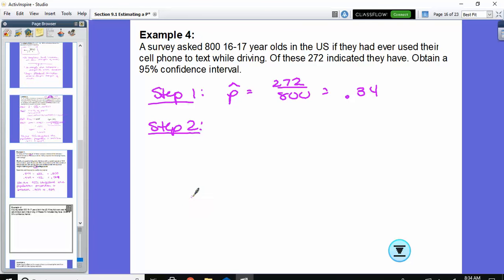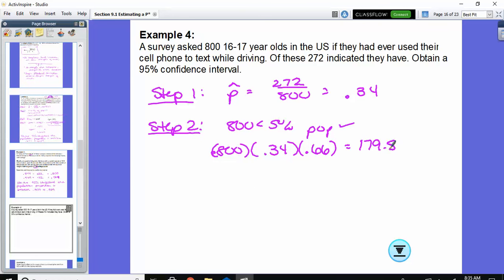What's the second thing we need to do? Check your criteria. Would 800 be less than 5% of the population? Yeah. Okay. Second thing, N, so that's 800 times P, 0.34, times 1 minus P, has to be greater than or equal to 10. And that comes out to be 179.52, so we're good there.